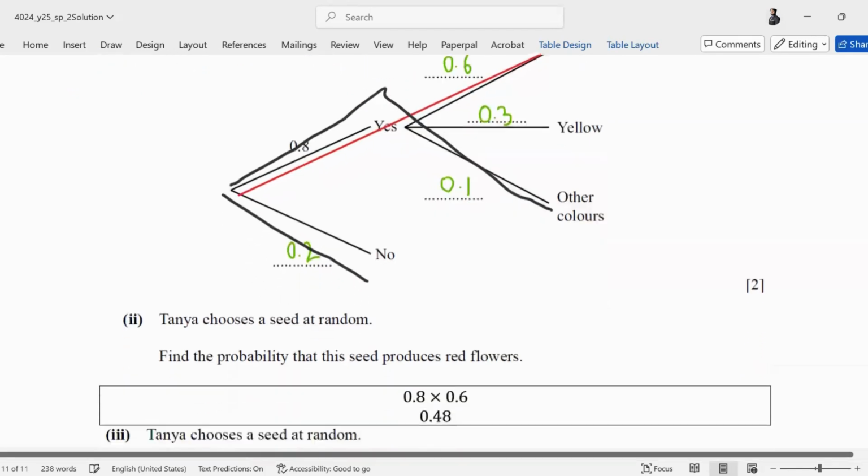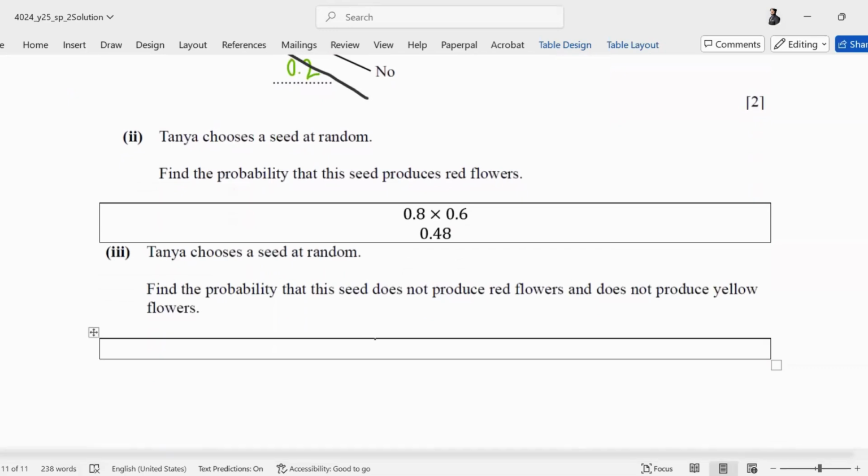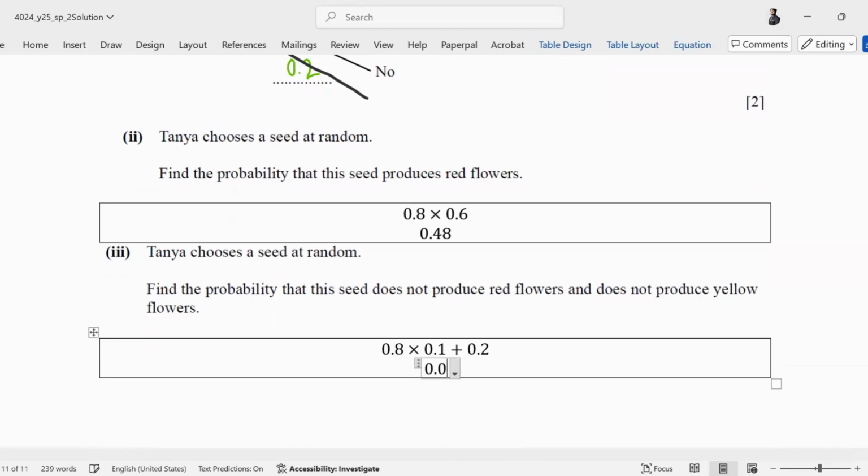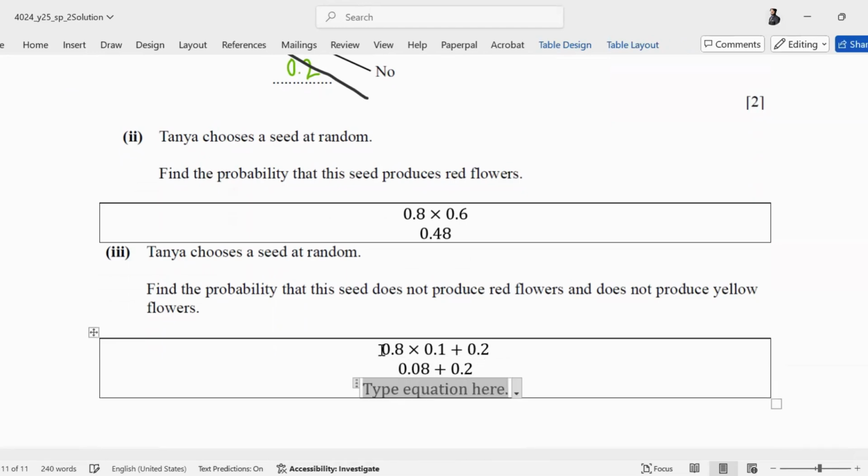So, first thing is it produces a seed, and that is of a different color, so we multiply, or add up the second part. It does not produce a seed at all. So 0.08 plus 0.2, the answer is 0.28.